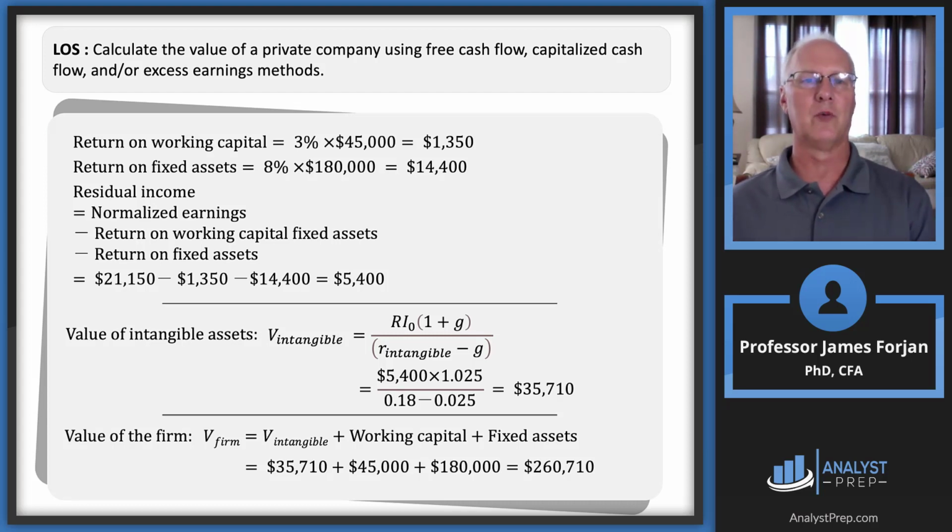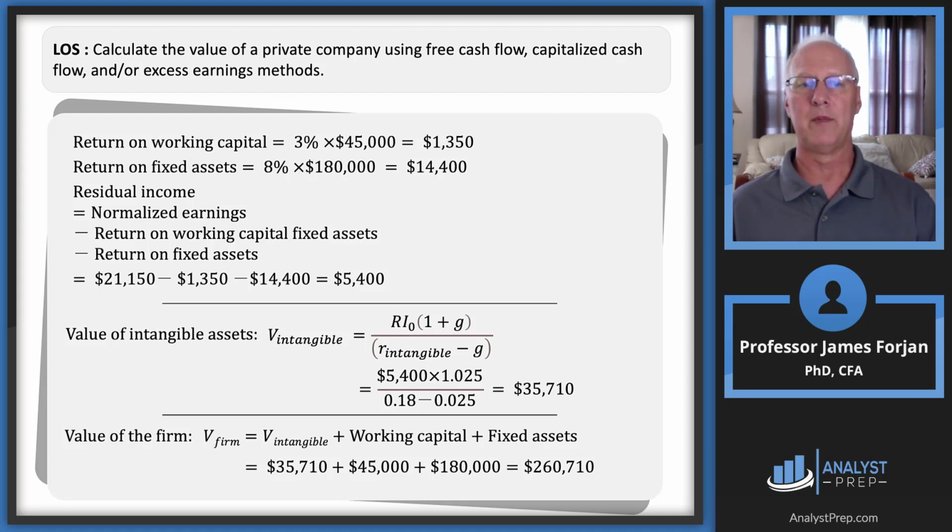But let's first start with the return on working capital. We were given 3% times the 45. Return on fixed assets, we were given the 8% times the 180. So that gets us the 1350 and the 1440. And all we're going to do is subtract those two from our normalized earnings, and we get that 5,400.